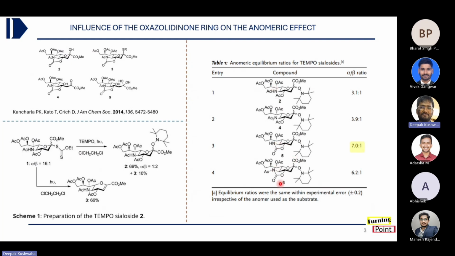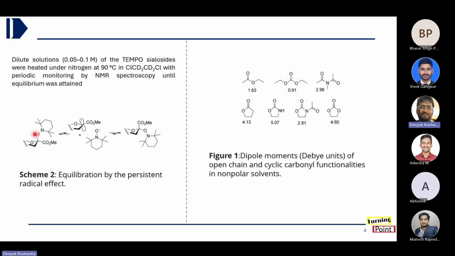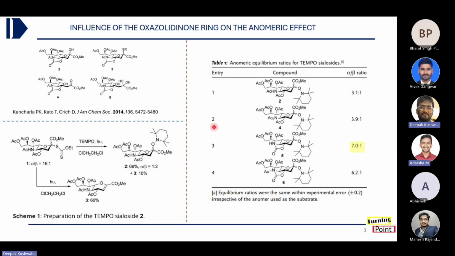So two things it is doing. One is that, after forming, when it is going through anomerization, these intermediates will stay as they are and it will give some time to study. And another thing, it will resolve this problem.